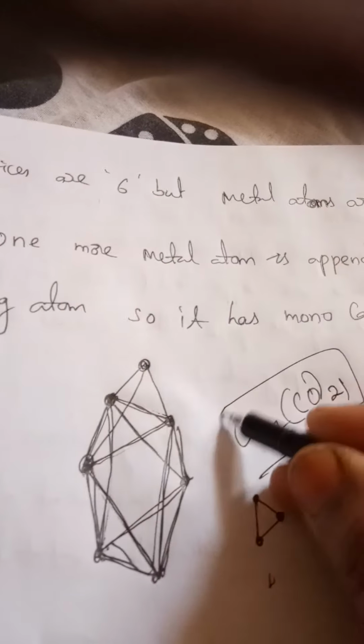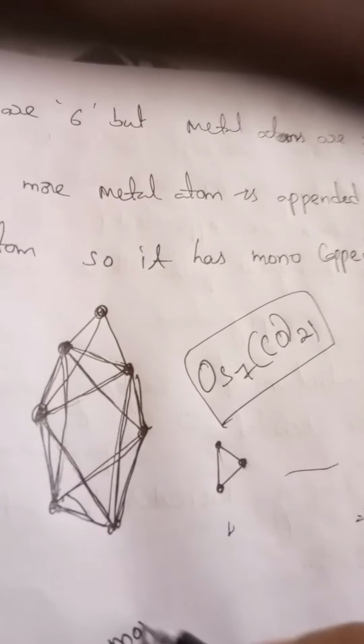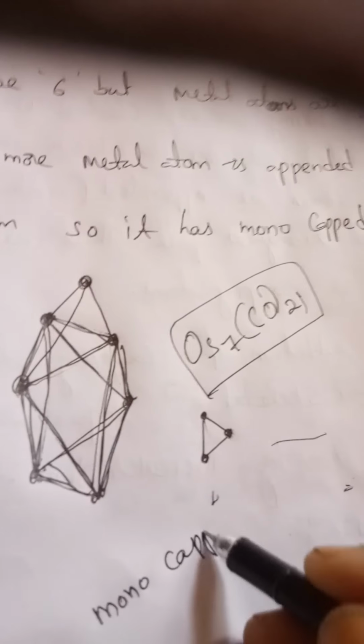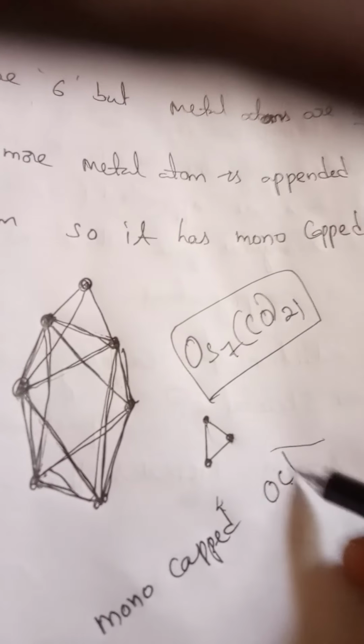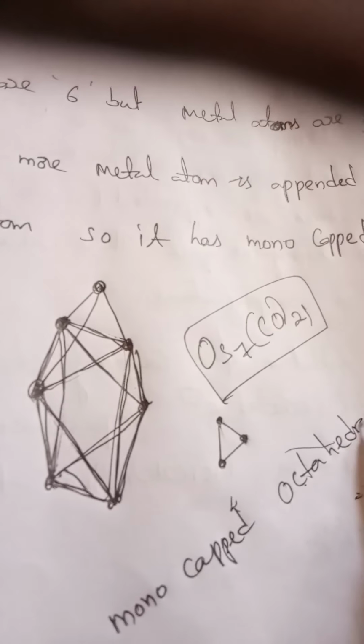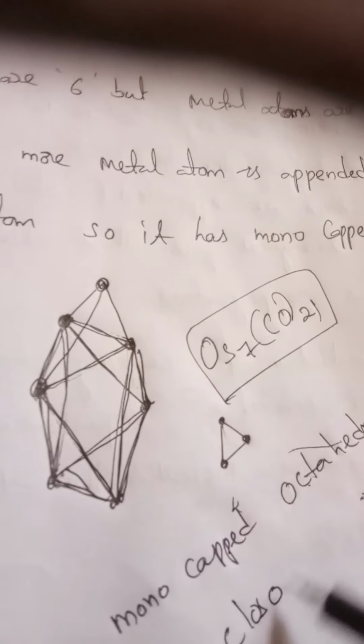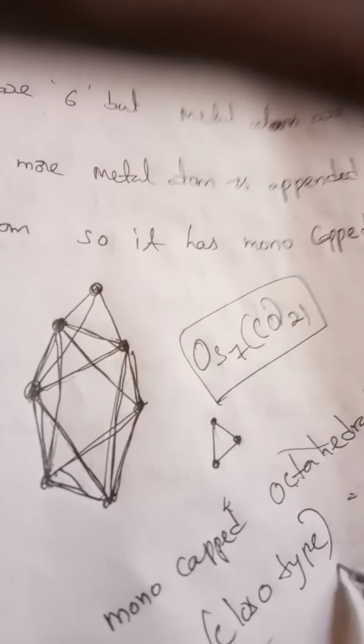So this is called a monocapped octahedral structure. Again, it is a closo type structure.